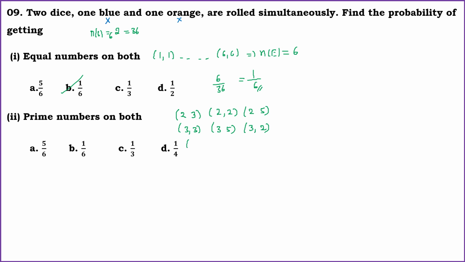Next one. 5 on the first day, 2 on the second day; 5 on the first day, 3 on the second day; 5 on the first day, 5 on the second day. Total, there are 9 combinations, 9 possibilities we have. So 9 by 36, answer is 1 by 4. There are 9 number of possibilities. I hope it is clear.